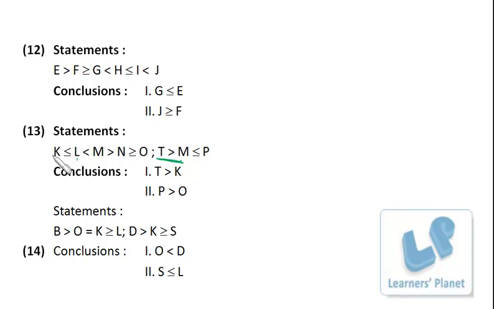At max what can happen, L and K are equal. In that case also M will be greater than K. So M is greater than K, and T is greater than M, right? So definitely T is greater than K. So this conclusion is true.